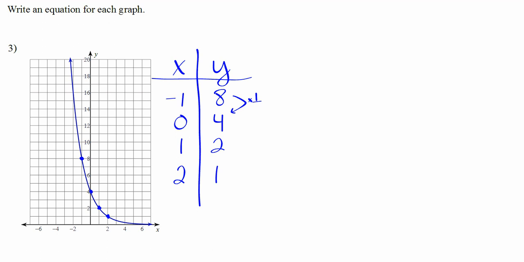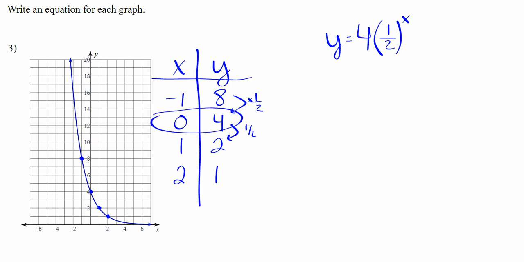And so what's happening from here to here? Just like number 1, we're multiplying by 1/2. Okay? Times 1/2. Okay, so that's our constant multiplier. Y equals, we have 1/2 raised to the x. And what was our starting point? It's this one right here. When x is 0, y is 4. So 4 times 1/2 to the x.